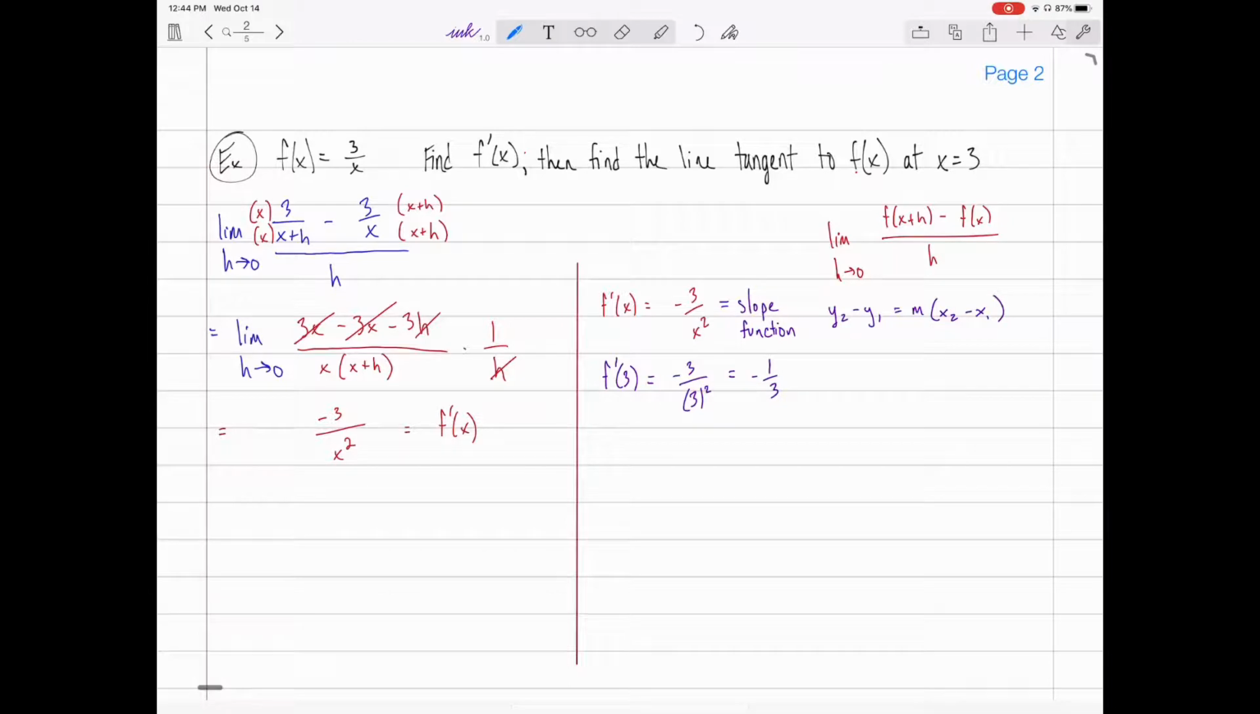Next, so I have the slope, it's negative 1/3. Now I need to find a point. So the x value is given to us, so I know that x is 3. So I need to get what value comes out of the function when I plug in a 3. So I'm going to check f of 3, remembering that f of x is 3 over x. So that would be 3 over 3 or 1.